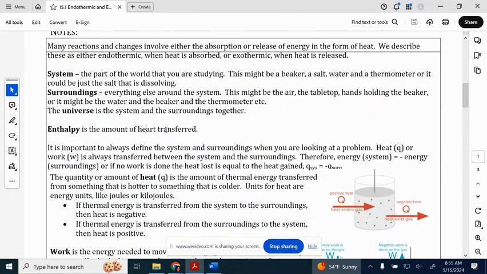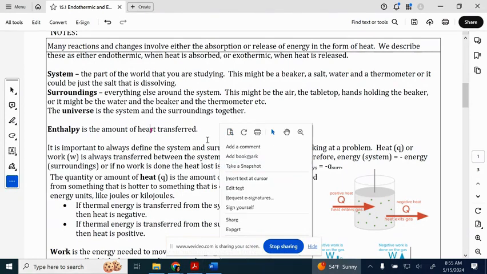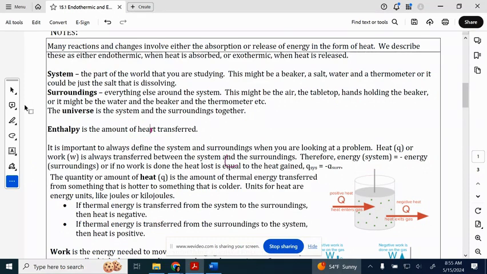This should be heat transferred, not heart transferred. Let's get the R out of there. It'll let me. Nope, it's not going to let me. So enthalpy is about the amount of heat transferred, not heart. Sorry about that. Let's get rid of the R there. There we go. So there are no hearts involved here. Trying to get my eraser to show up, but it's not showing up here. There it goes. I just had to touch on something here to make it happen.